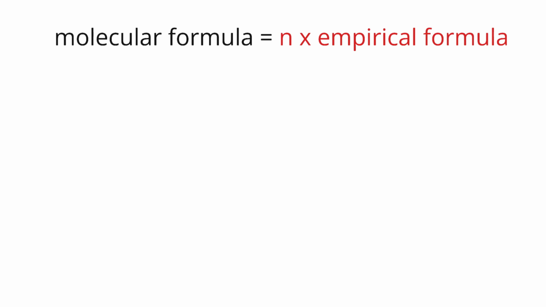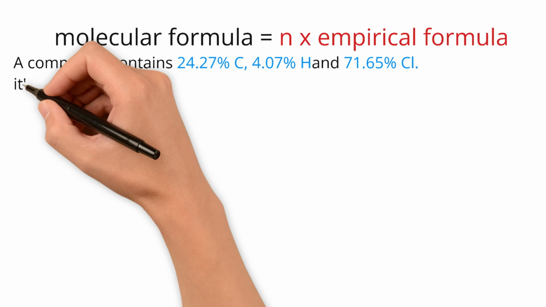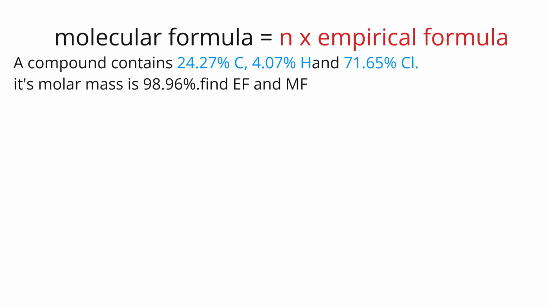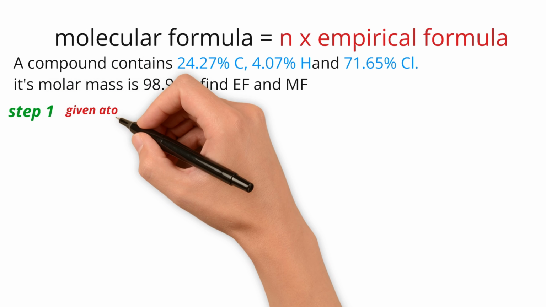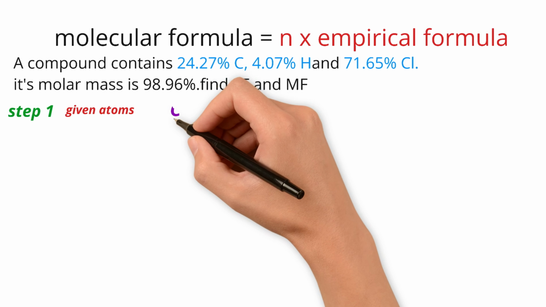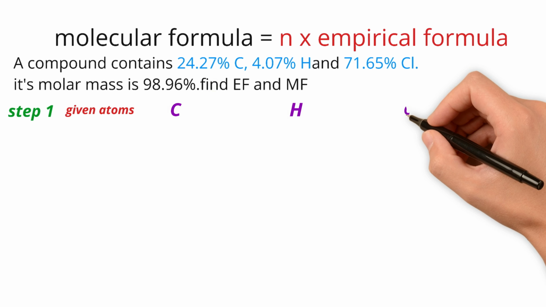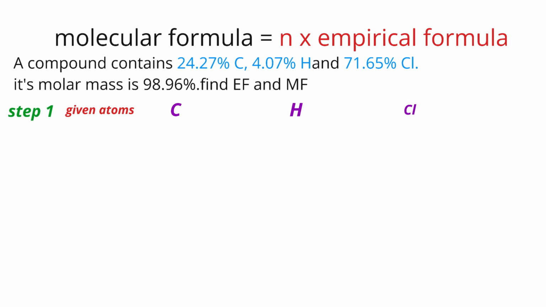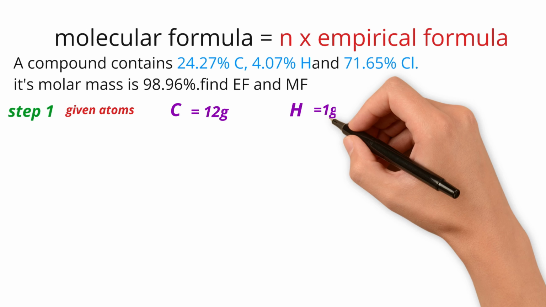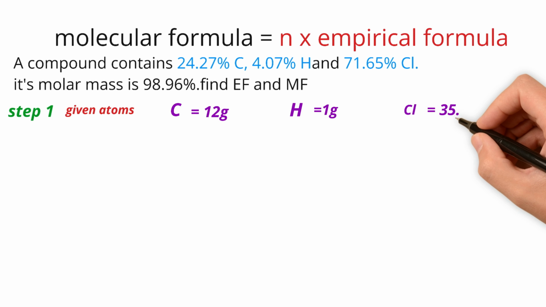Now let me give you a different example for this one. A compound contains 24.27% carbon, 4.07% hydrogen, and 71.65% chlorine. Its molar mass is 98.96. Find both empirical formula and molecular formula. The first step, given atoms: carbon, hydrogen, and chlorine. Atomic mass of carbon is 12, atomic mass of hydrogen 1 gram, and chlorine is 35.5 gram.